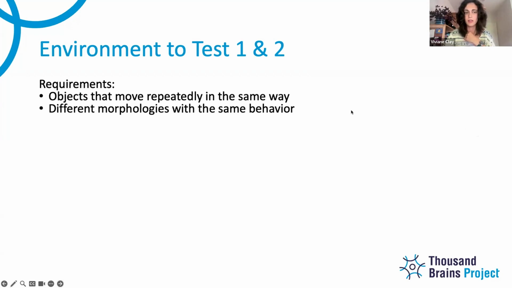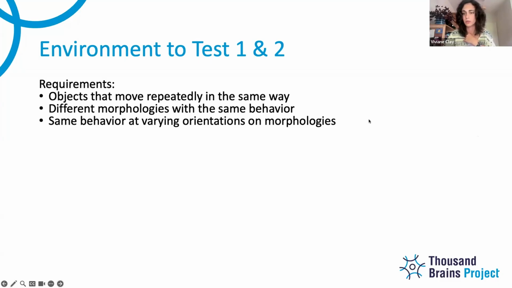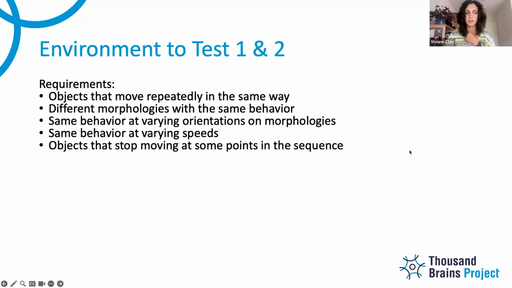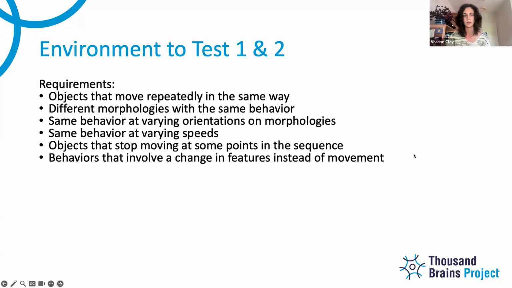There can be different morphologies with the same behavior. The same behavior can be found in varying orientations on different morphologies. The same behavior can happen at different speeds, and objects can stop moving at some points in the sequence. And then potentially, as a next level thing, behaviors also involve changes in features instead of movement.